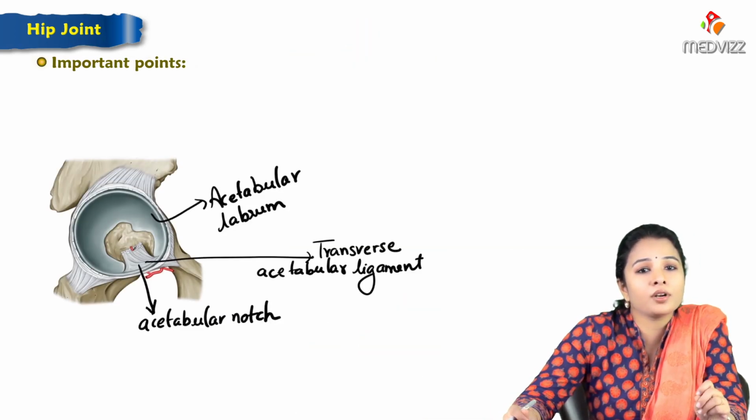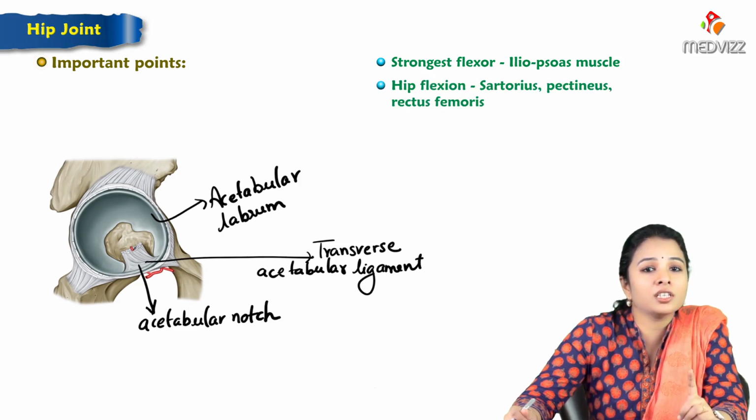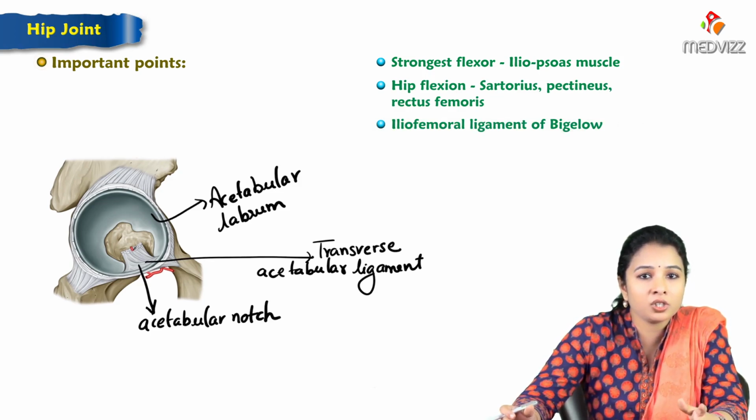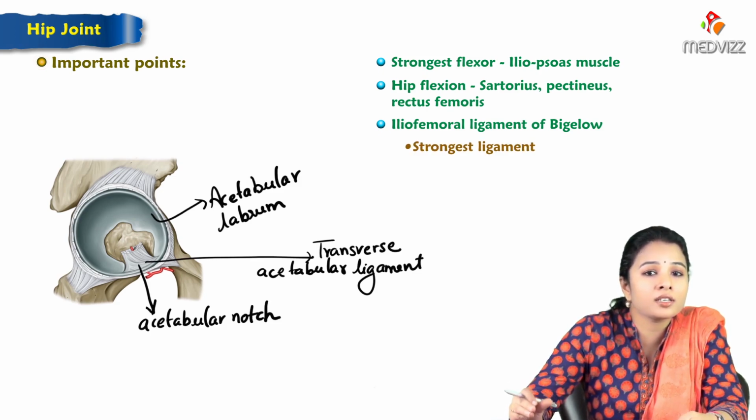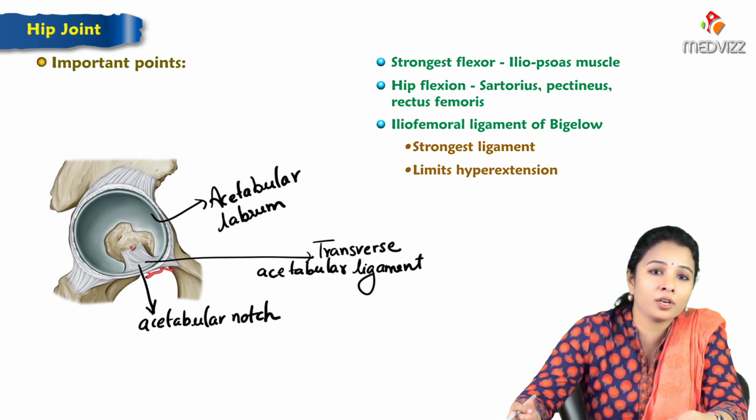The important points to remember here: the strongest flexor of the hip joint is the iliopsoas muscle, and hip flexion is also done by sartorius, pectineus, and rectus femoris. And the iliofemoral ligament, which is the ligament of Bigelow, forms an inverted Y, and is the strongest ligament of the hip joint. It limits hyperextension and prevents the trunk from falling back.